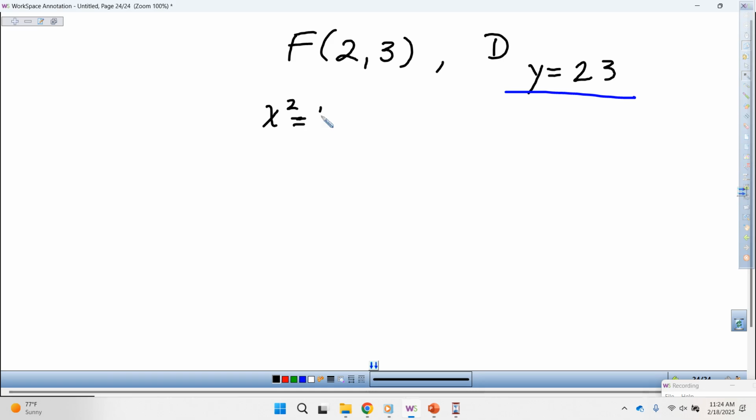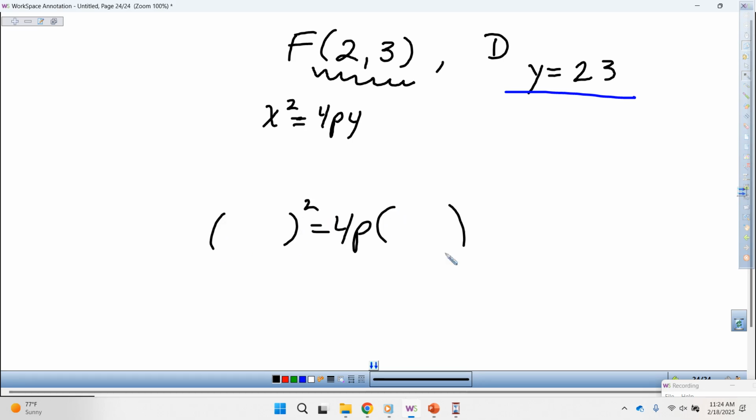X squared equals 4py. That is correct. However, notice here on the focus, we no longer have a 0. Does everybody see that? Therefore, we no longer use this one. We use... Tell me what to write here for the x and what to write here for the y. What do I write here? What do I write there?